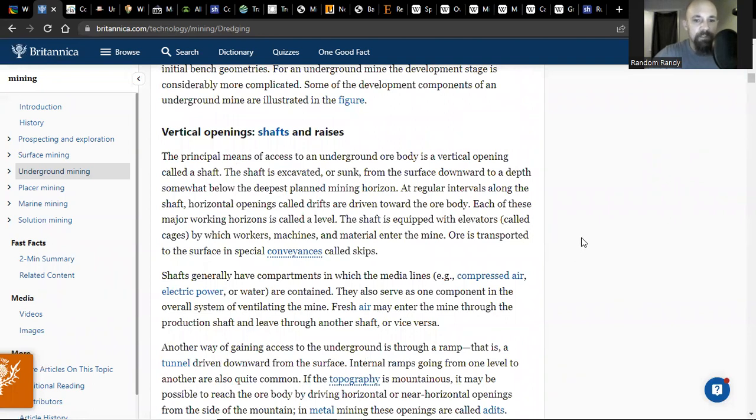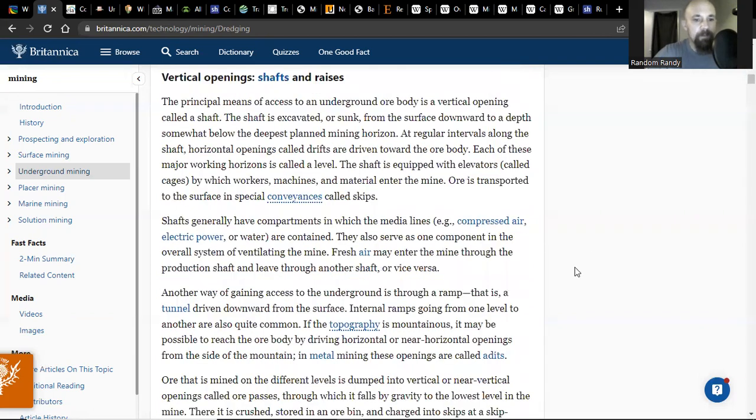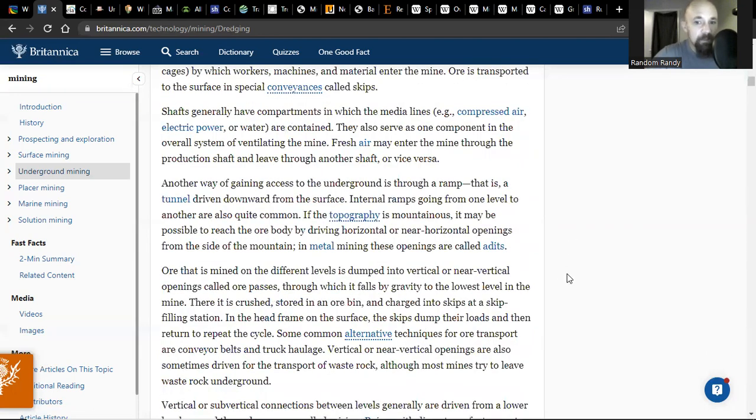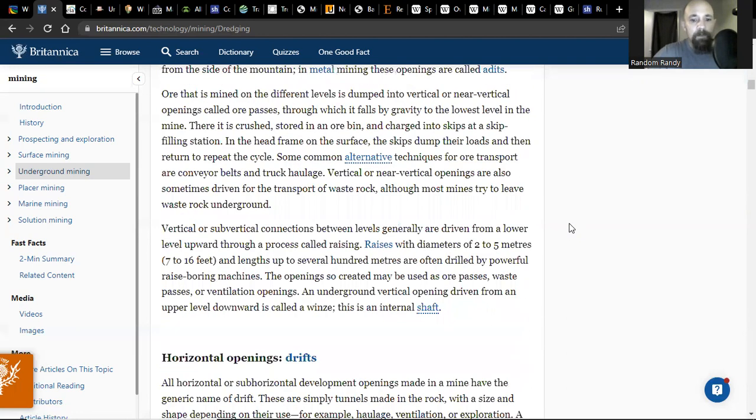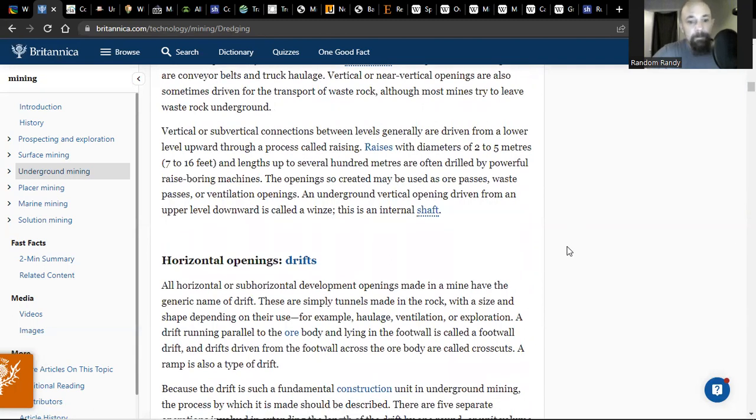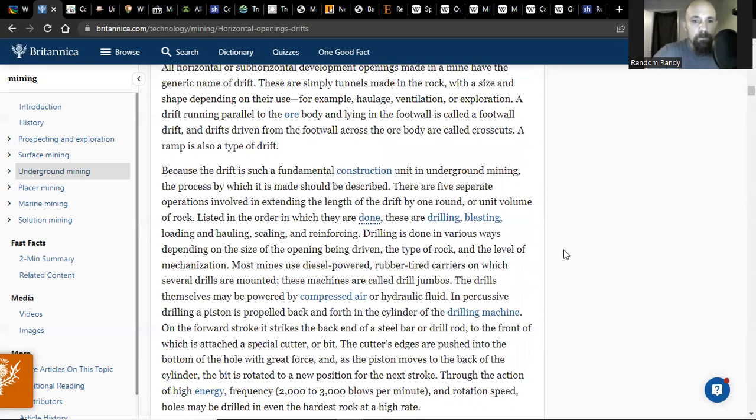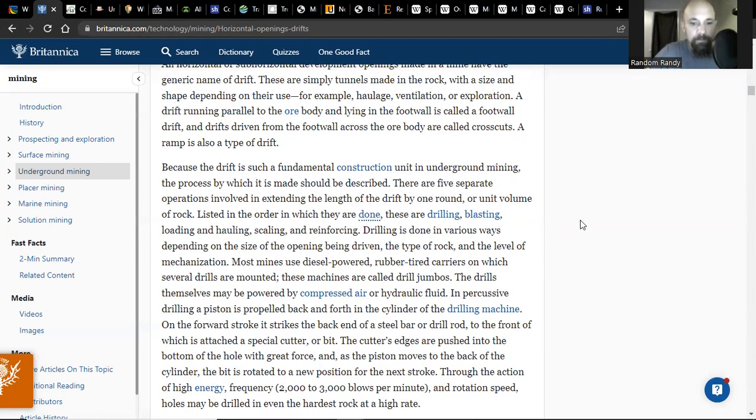Vertical openings are called shafts and raises. Okay, that's for ventilation and for the feeding of media lines like compressed air, electric, or water lines are contained in those vertical shafts. Also, they'll have conveyances for the people going down there, like elevators and things. Another way to gain access underground is through a ramp or a tunnel, right? Okay. So it's very interesting. Some of the stuff, horizontal openings are called drifts. And so it's just a lot of drilling, a lot of blasting, a lot of machining away of rock in these openings, both vertical and horizontal.